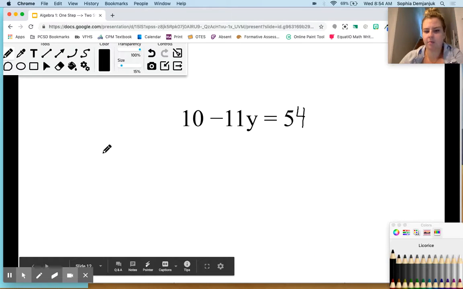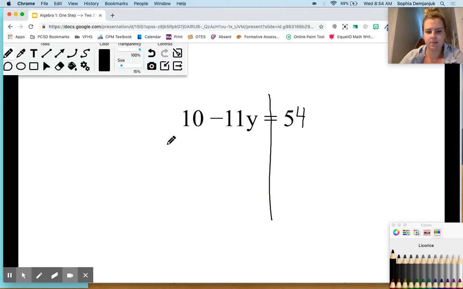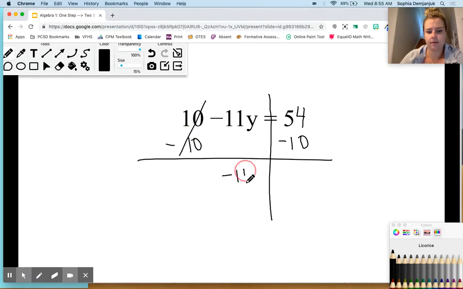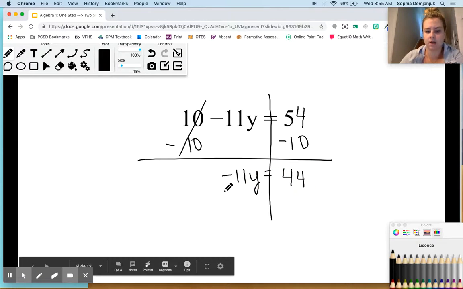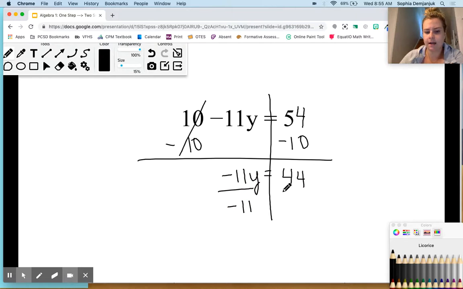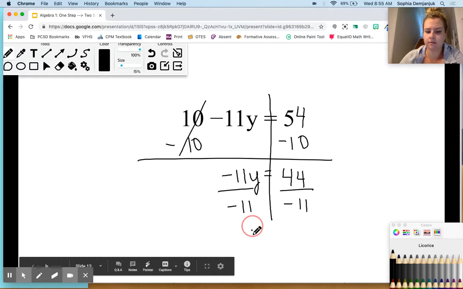Your last example to complete on your own. You should have started by subtracting 10 from both sides. You'll get negative 11y equals 44. Divide both sides by negative 11, and y will equal negative 4.